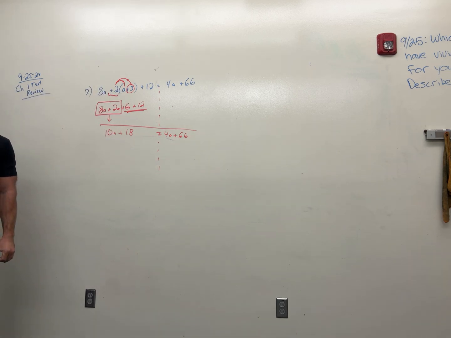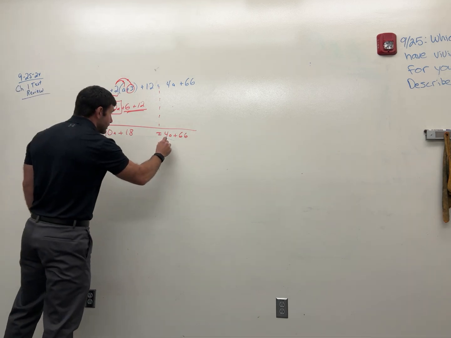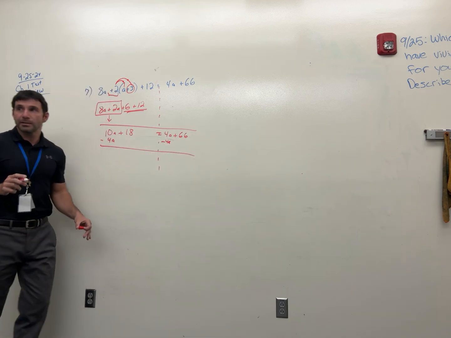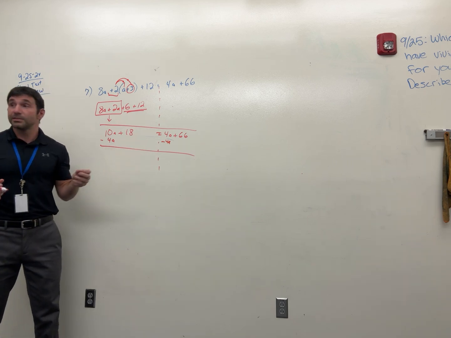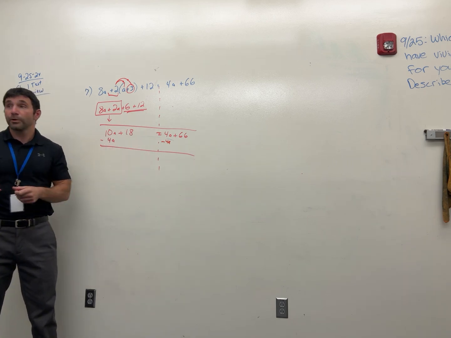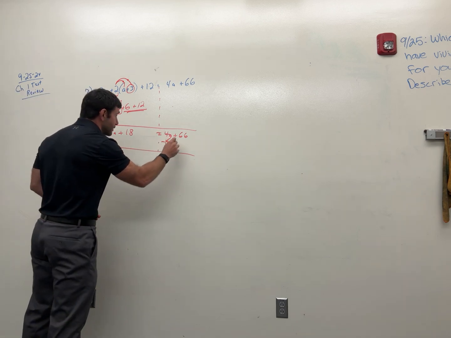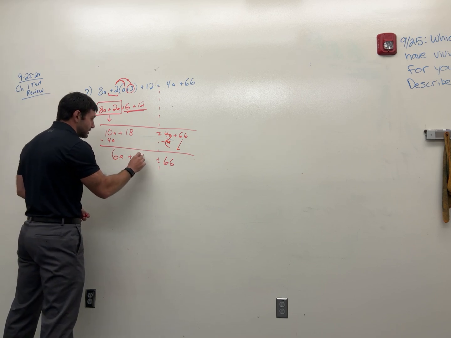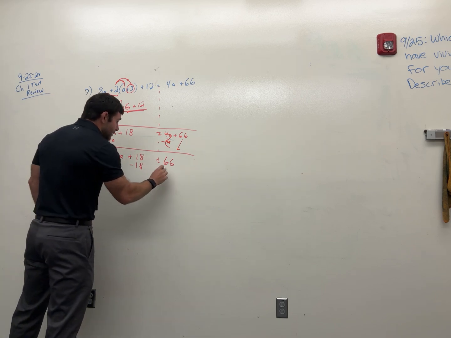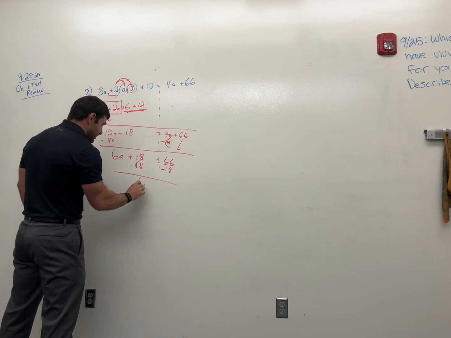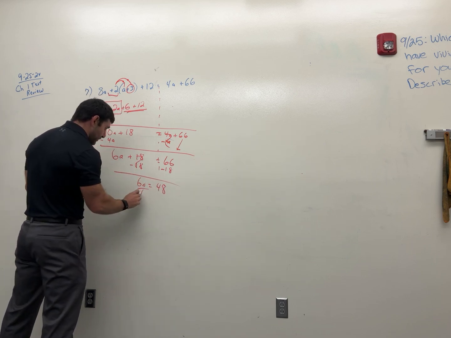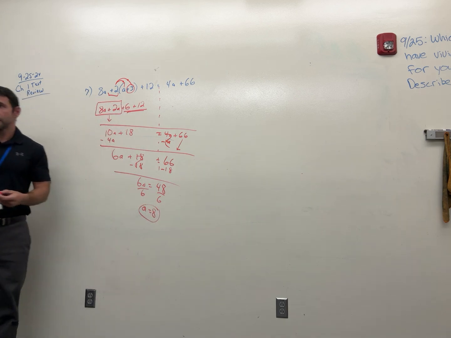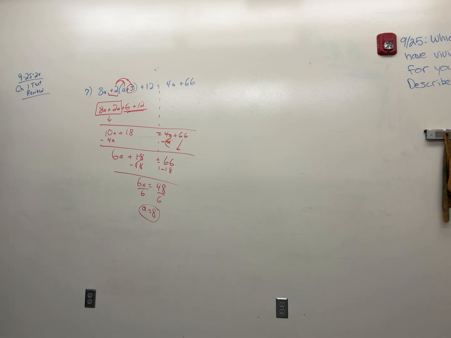Did I lose anybody there? Move your variables to one side using inverse operations. This is the additive inverse. Mr. H, but it's subtracting. Yeah, 4a minus 4a is 0a. But this is the same as saying 4a plus negative 4a, that's the additive inverse. 66 comes down, gives me 6a plus 18 equals 66. Subtract 18 from both sides, that gives me 6a equals 48. Divide by 6. A equals 8. Questions on that one?